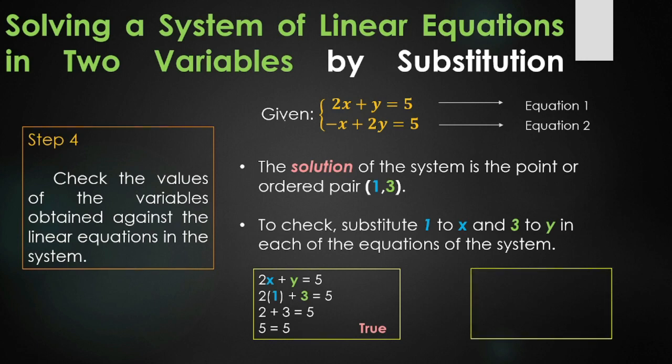Then let us check the second equation. Second equation is negative x plus 2y equals 5. Again, substitute 1 to x and 3 to y. Then perform the operations. Let us multiply first 2 times 3. The answer is 6. Negative 1 plus 6 equals 5. What is negative 1 plus 6? The answer is 5. And 5 is equal to 5. Again, it is a true statement. Now, if the ordered pair satisfies both equations of the system, then the ordered pair is a solution.